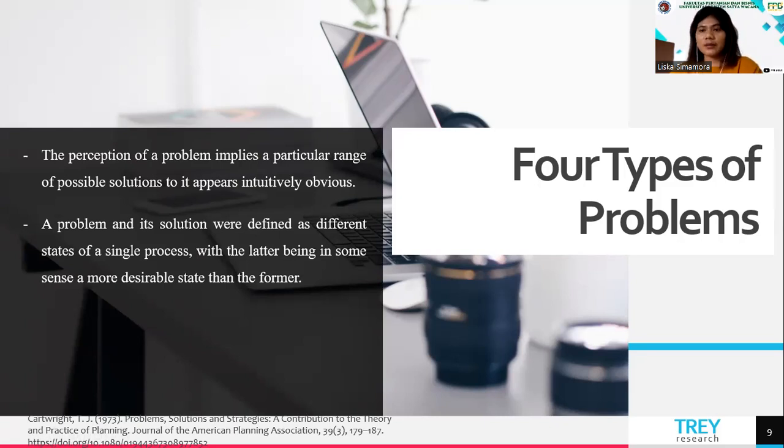The problem comes before the solution, right? The solution comes after the problem. So this one is interesting, with the latter being in some sense a more desirable state than the former. Of course, everyone loves the solution. The solution comes after the problem, right? So we all love the solution. We don't like the problem. Okay.